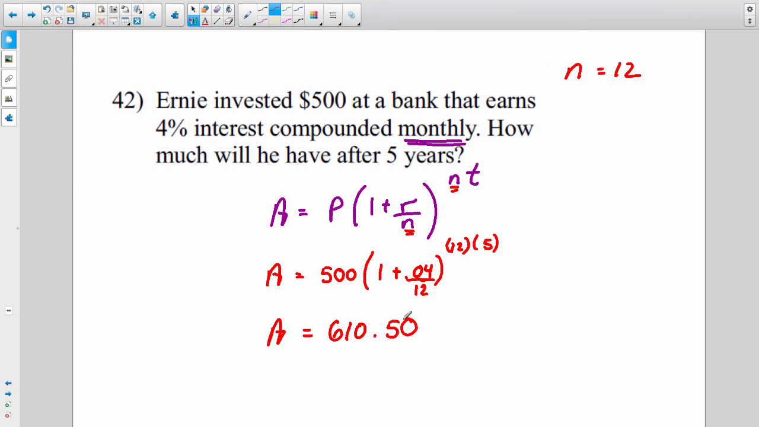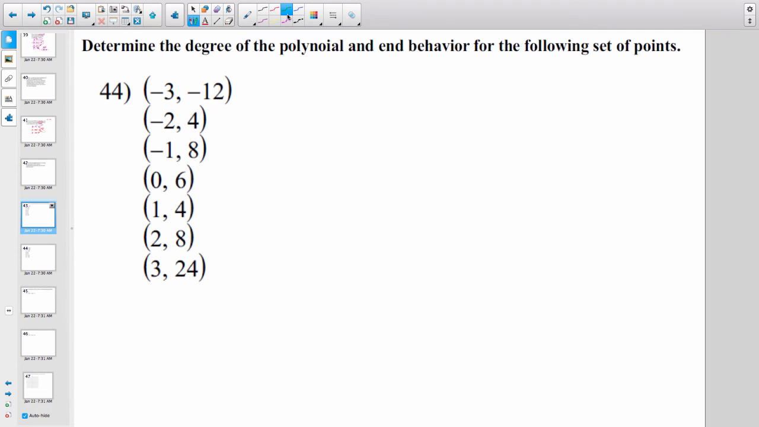The most important concept here was the compounding monthly, which forced us to do a 12 here and a 12 here. This is a blast from the past, but it's very important that we keep remembering this topic and all the other ones, back from when the Earth cooled and we first met in September, because this will all be on the regions.